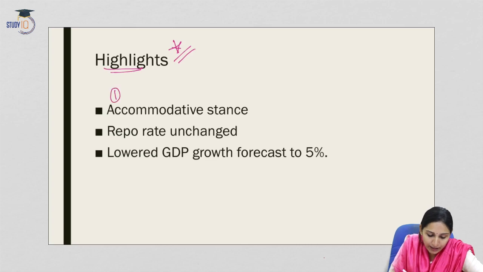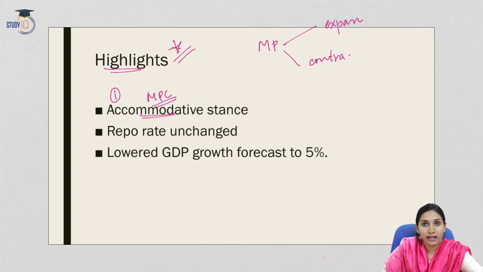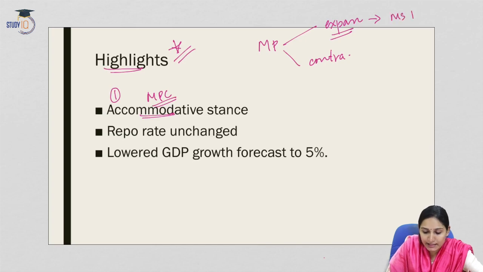First one is that RBI, that is the Monetary Policy Committee, has adopted an accommodative stance. Now what is meant by an accommodative stance? Monetary policy can be broadly divided into two. One is expansionary monetary policy and the second one is contractionary monetary policy. These are the two broad classifications of monetary policy. Expansionary monetary policy means that RBI will adopt a policy where it tries to increase the money supply. Contractionary means RBI will try to reduce the money supply. And in between expansionary and contractionary is the accommodative stance.